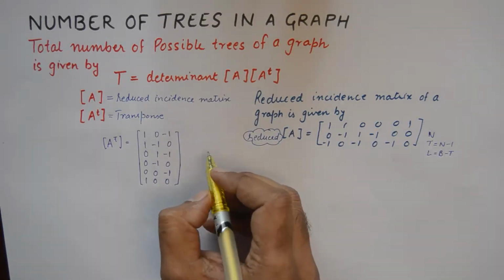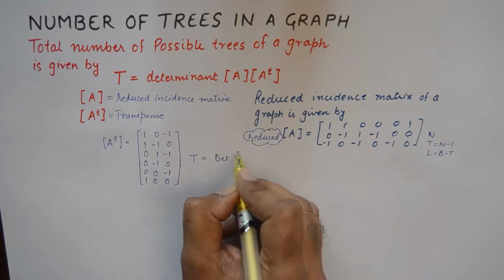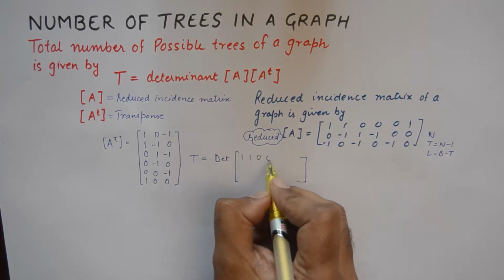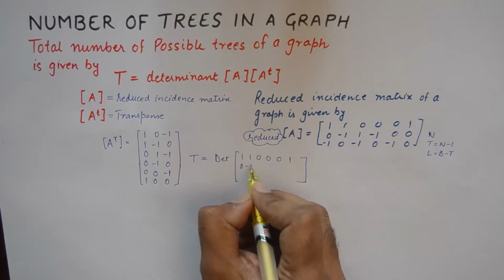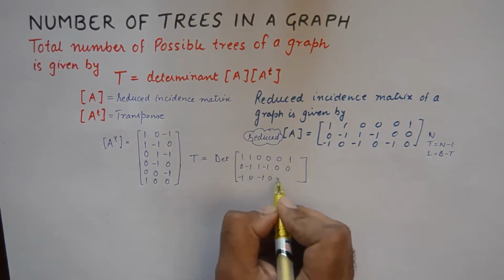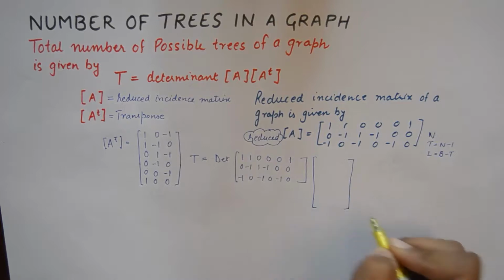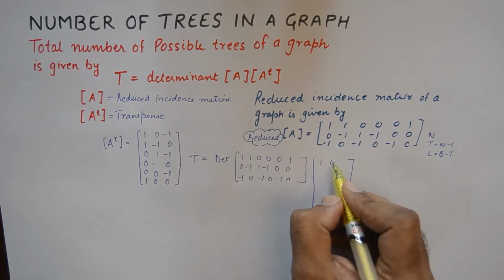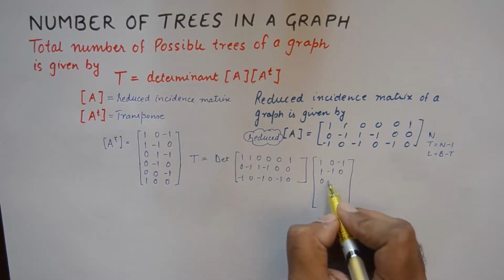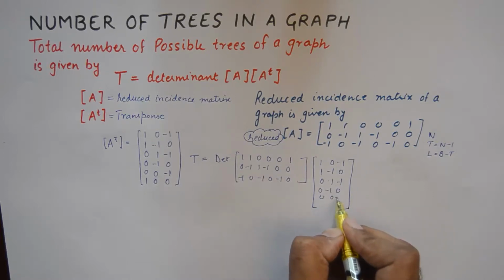And we know the formula, so total number of trees will be determinant of this A matrix, which is 1 1 0 0 0 1 0 minus 1 1 minus 1 0 0 minus 1 0 minus 1 0 minus 1 0 multiplied by our transposed matrix. So it will be 1 0 1 minus 1 1 minus 1 0 0 1 minus 1 0 minus 1 0 0 0 minus 1 1 0 0.